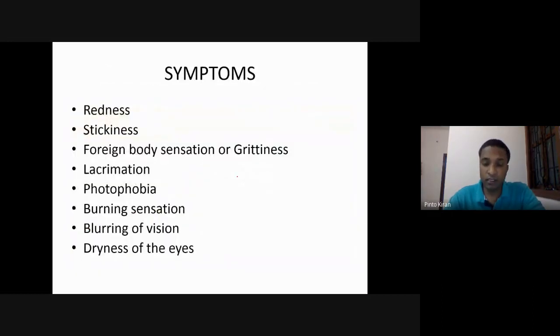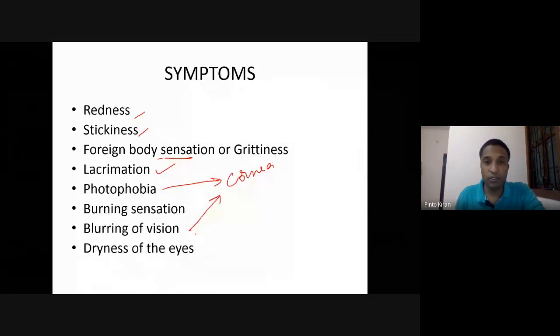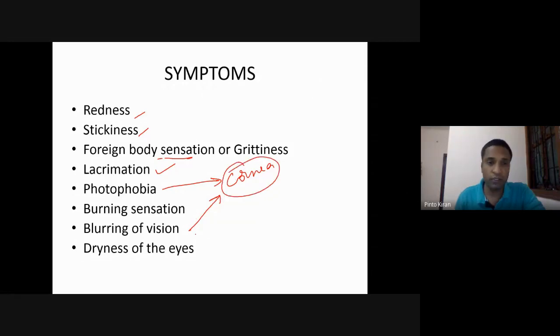Next, what are the symptoms of a conjunctival problem? If you have any pathology of the conjunctiva, what will they present with? They can have redness, stickiness, and a foreign body sensation because of any material present in the sac. You can have lacrimation. Photophobia indicates there is a corneal involvement in the case of conjunctival disease. Similarly, you can have a burning sensation. Blurring of vision is not due to a conjunctival problem, but is attributed to a corneal problem. Okay, you should know these things.